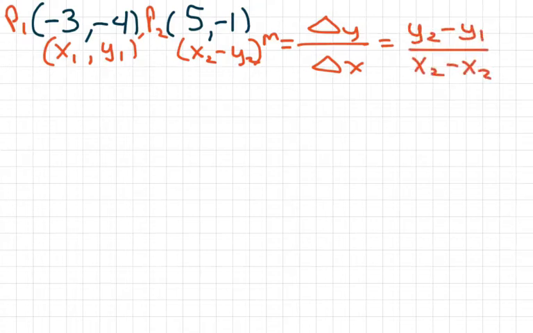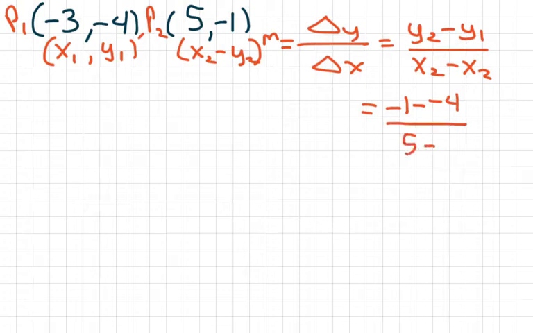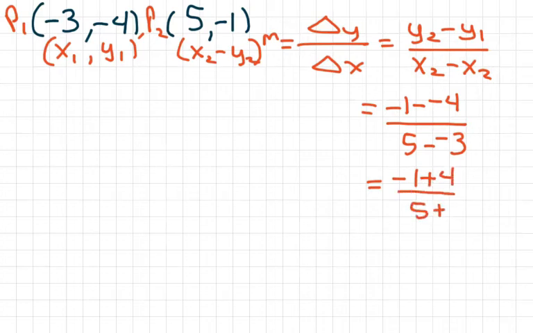And you just plug it in. So we have negative 1 minus a negative 4 over 5 minus a negative 3. Well, when you have 2 negatives here, that's a positive, so I'm going to clean that up. Negative 1 plus 4 over 5 plus 3. That gives you 3 over 8. It's a positive slope, and so it should be like an airplane taking off.